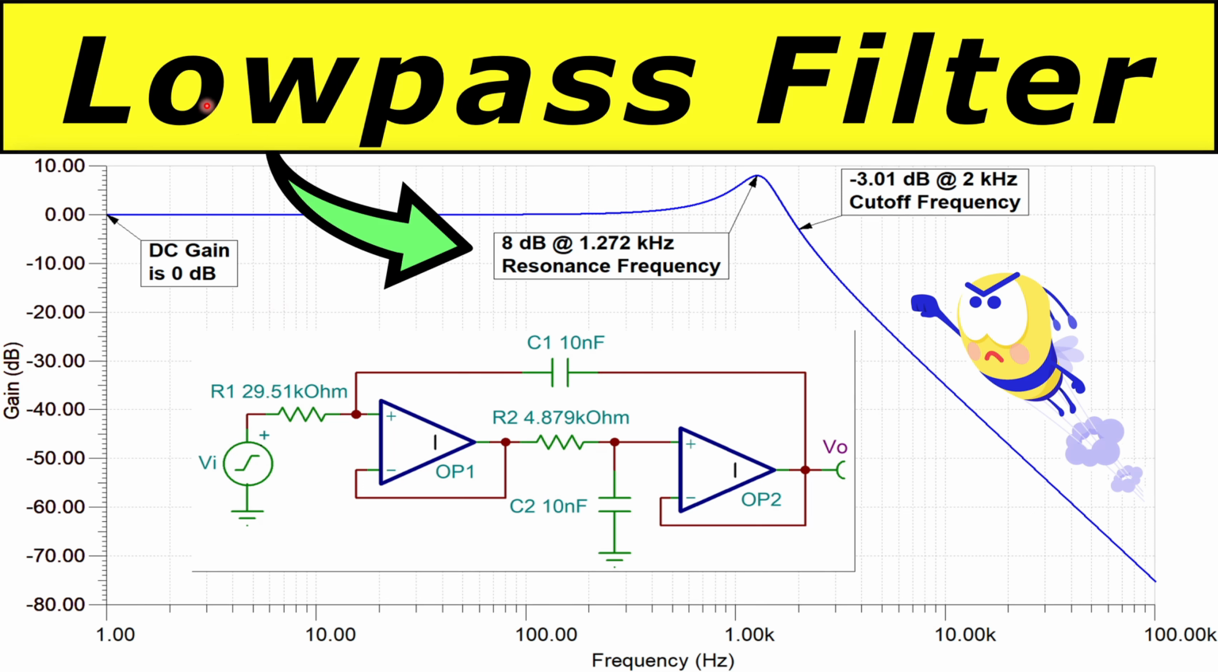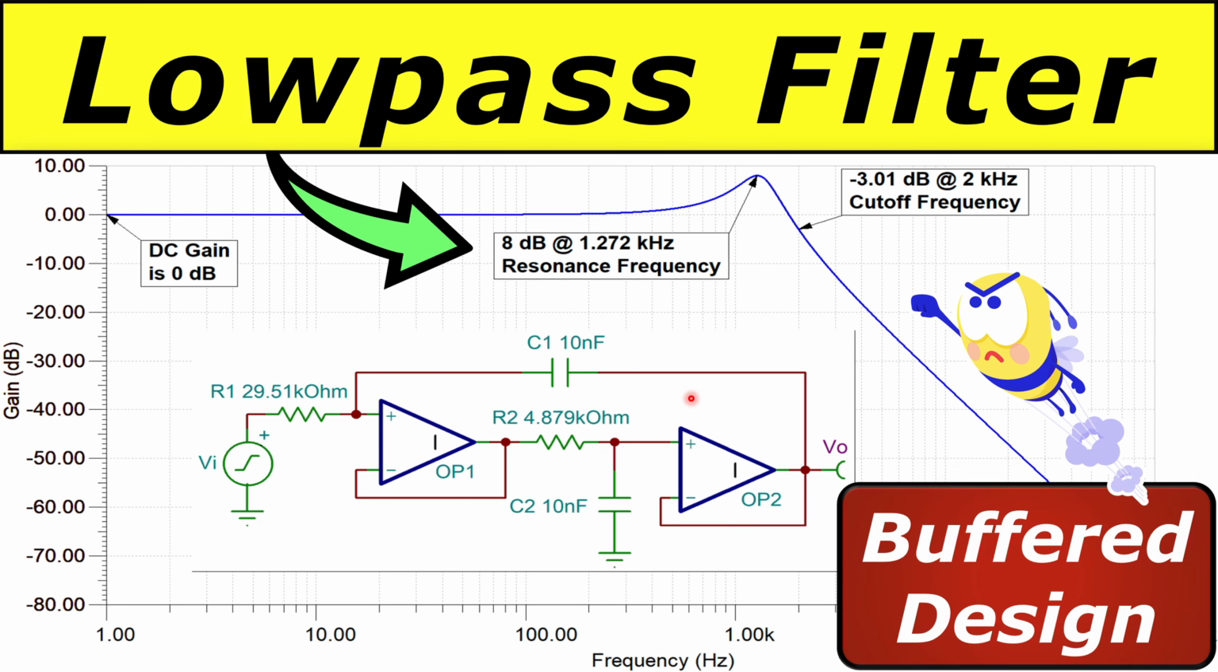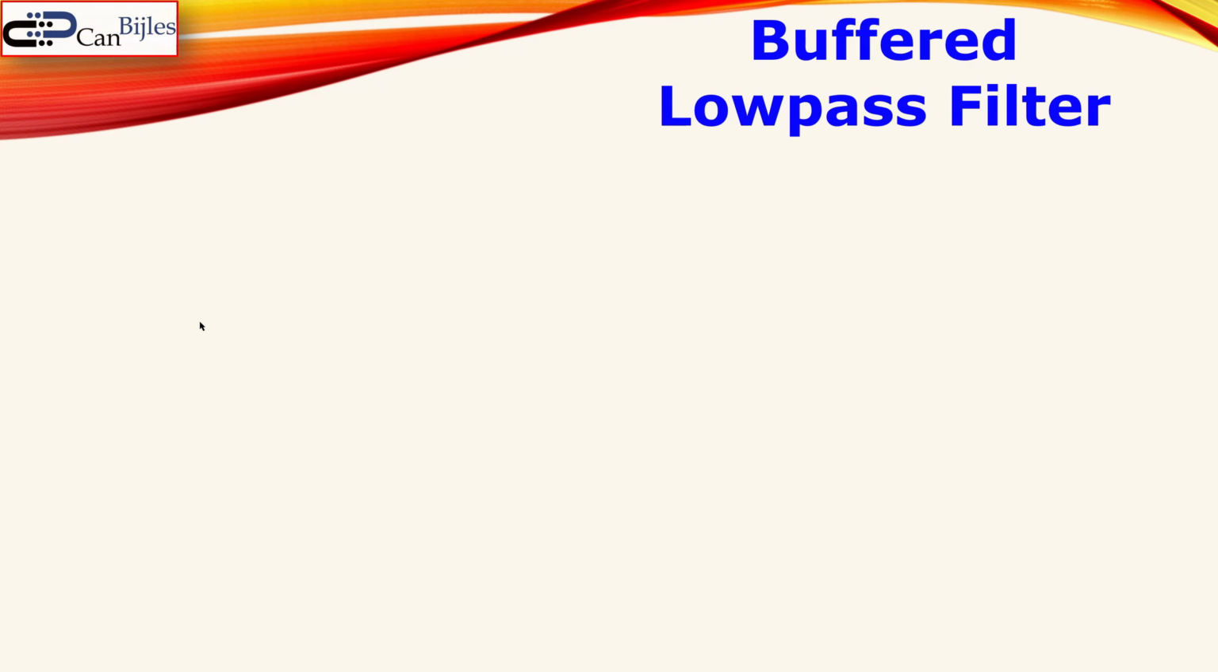In this example we'll discuss the low-pass filter using a buffered circuit configuration. Of course we will see everything step by step in our calculations and verify these in SPICE simulations. Now before we jump to our design example, let's first discuss this buffered low-pass filter circuit.